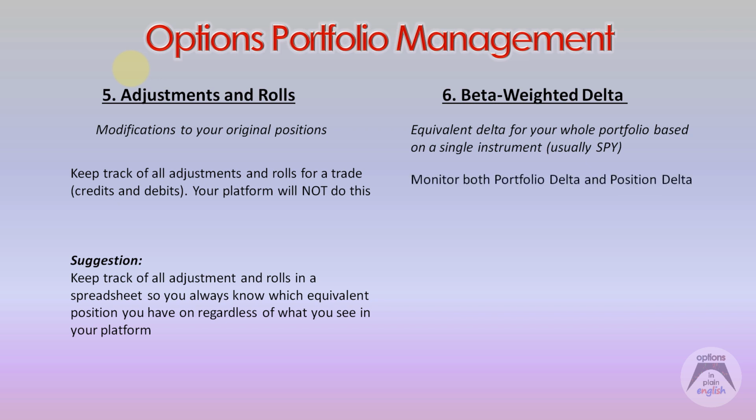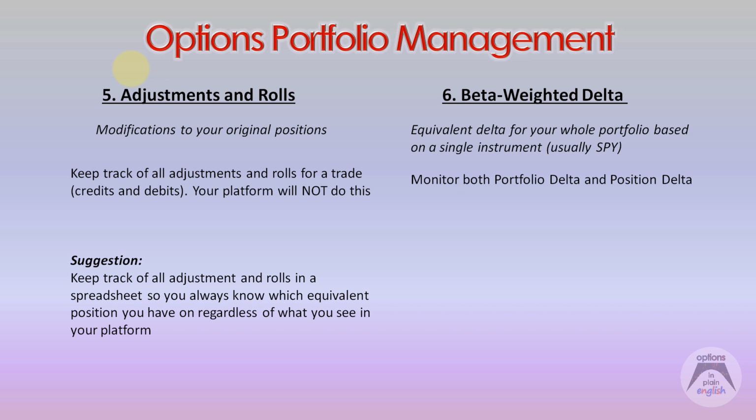So once you have a delta number for your whole portfolio, it doesn't matter what you have underneath, your whole portfolio has an equivalent SPY position, SPY delta, so beta weighted delta. That means it is as if you had those shares short or long in terms of SPY, and that's going to give you your directional risk or your directional component.